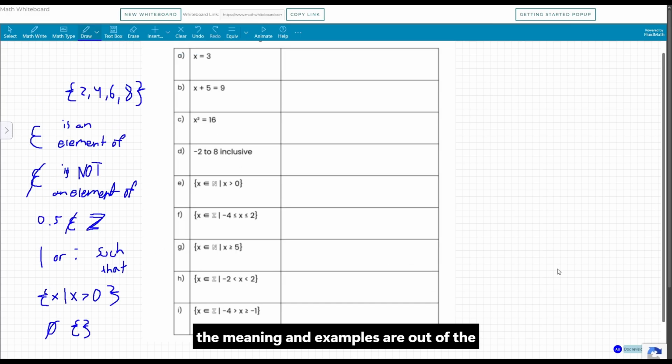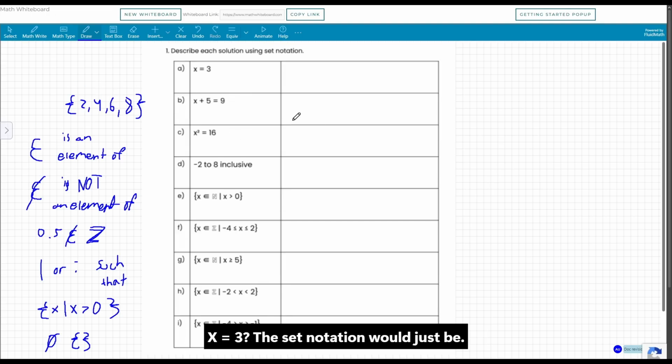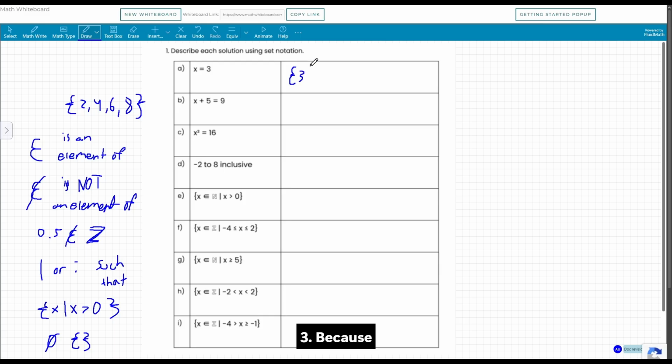Okay, now that the meaning and examples are out of the way, let's go into these practice questions. So how would we solve this one? X equals 3. The set notation would just be 3, because there's only a 3. X plus 5 equals 9. First, let's solve this. X plus 5 equals 9, minus 5, cross this out. X equals 4. So the set notation for this is 4.